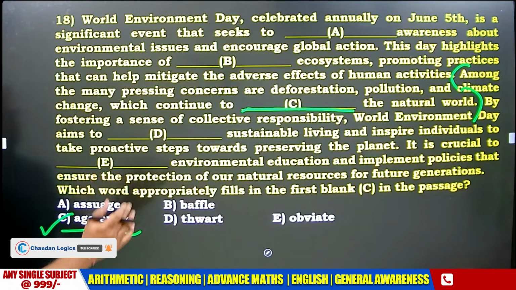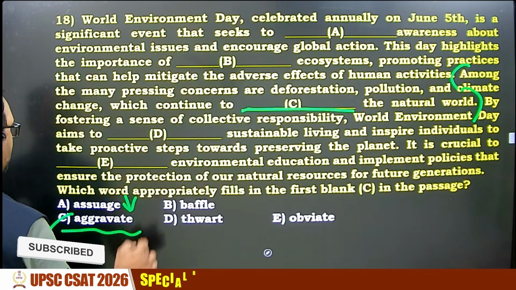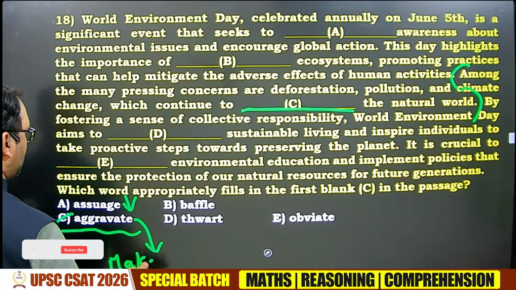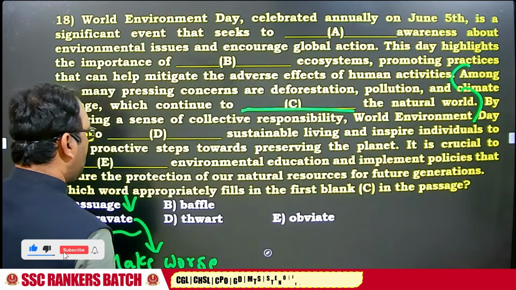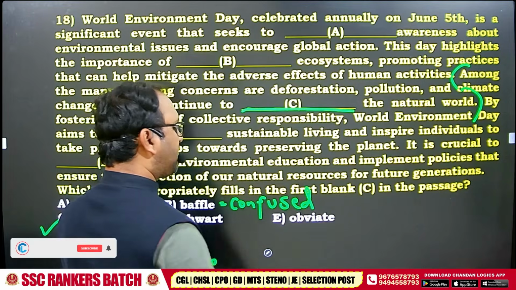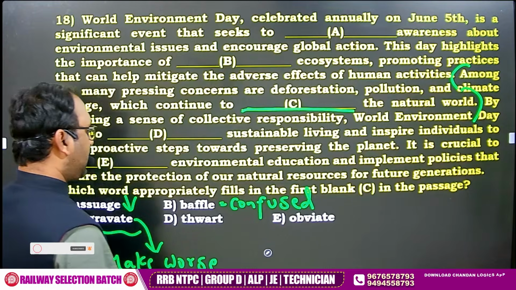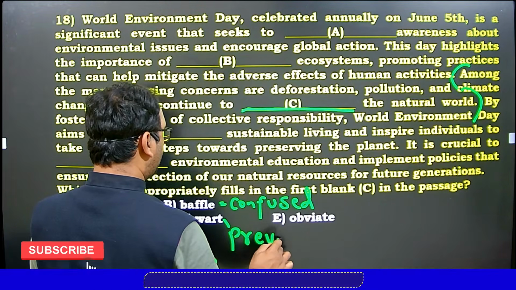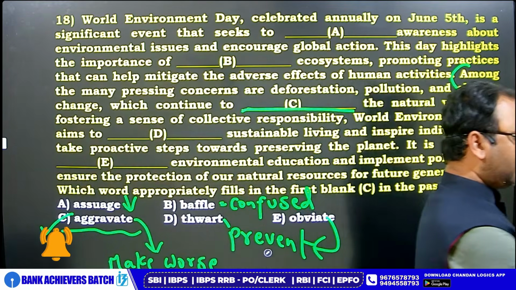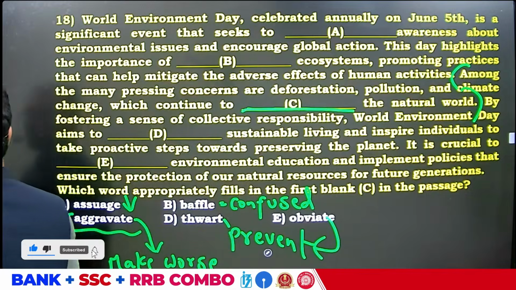Okay. What about the other options? I think everybody knows this option, SOH. SOH means reduce, decrease. So aggravate means make worse. I think everybody knows baffle. Baffle means confused. Yesterday I was baffled when I heard the news. I was confused. Everybody knows thwart. Thwart means prevent, stop. Even obviate also means prevent, stop.